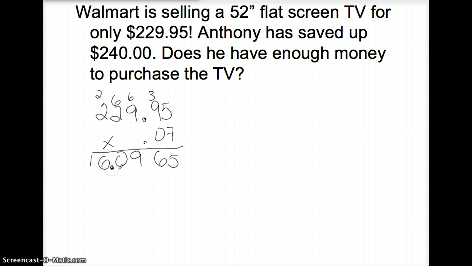And he pays $16.09. Is that correct? No, because we need to look at the thousandths place. Do we need to round up or down? We need to round up. So this 9 cents turns into $16.10 for sales tax. This is just sales tax.